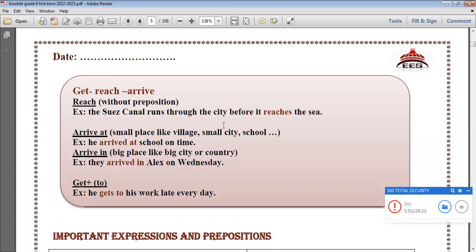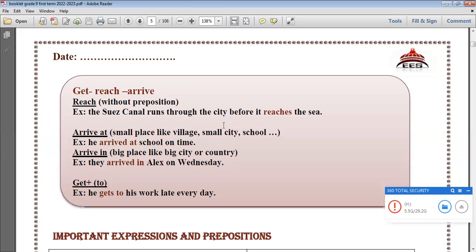Then the next one you have is arrive. You can say arrive with at or in. We say arrive at with small places, like what? Like the village, small city, the school. The example is he arrived at school on time. He arrived at school. It's a small place.